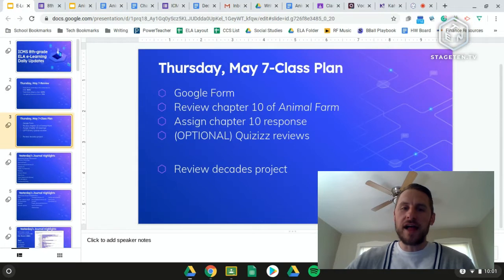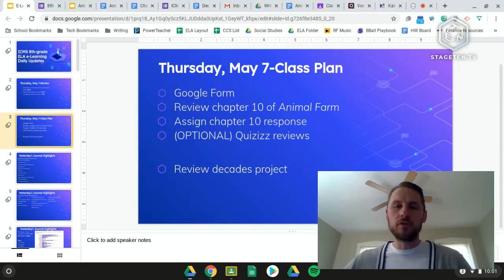Then our class plan for today, we'll go over the Google form for today that was shared out for attendance. We'll be talking about Chapter 10 of Animal Farm today. Lots going on at the end of the story. There is a Chapter 10 writing response that is required today. Hopefully that's pretty clear about the way that it was set in Google Classroom. It doesn't say optional. That's the assignment for today, the writing response.